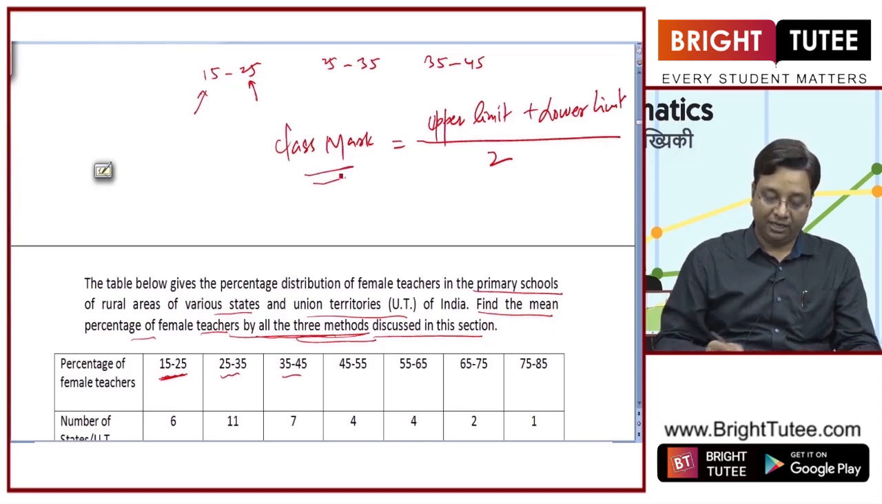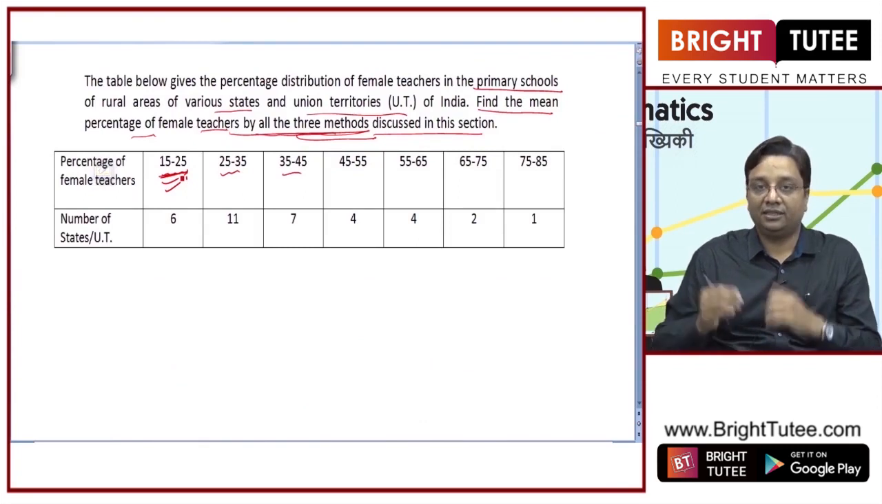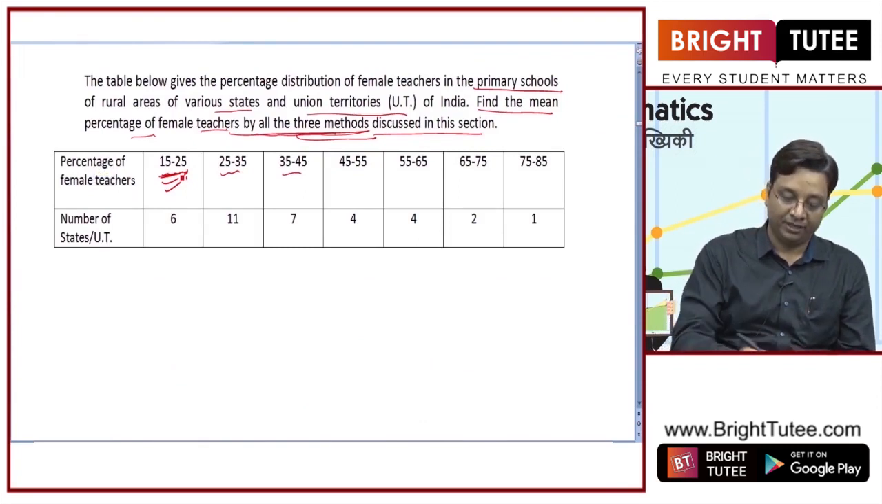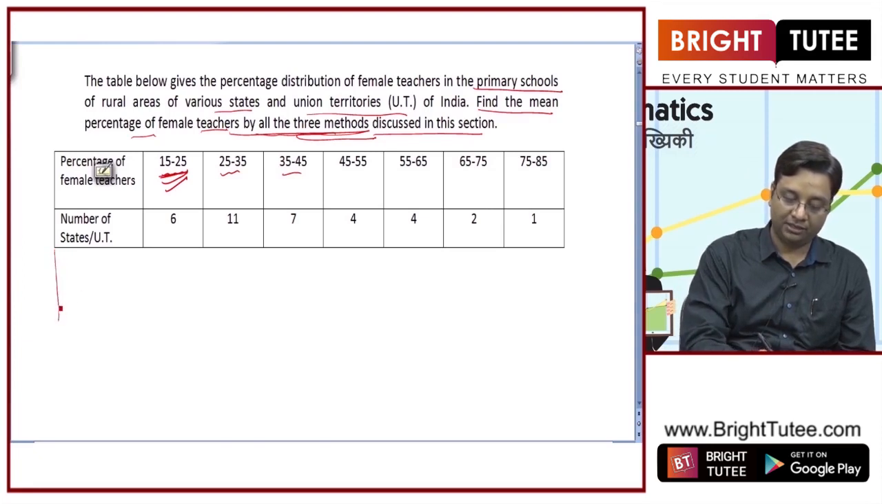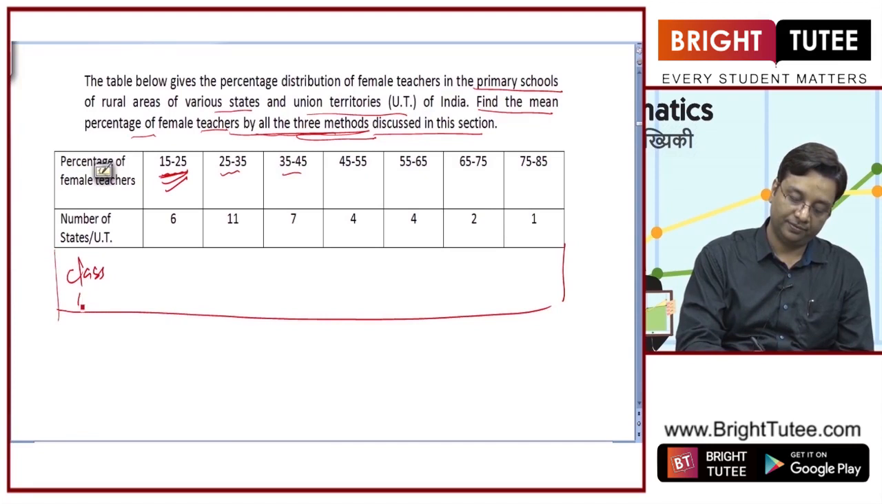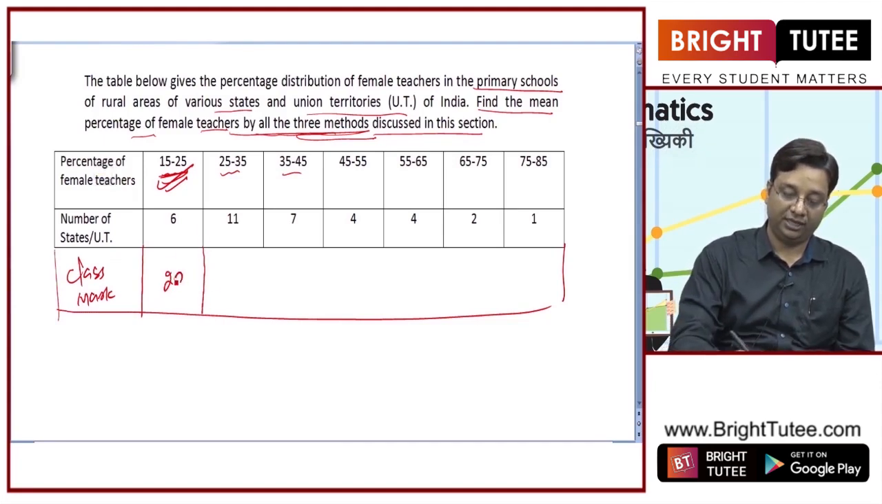Now, to represent the class 15 to 25, we will take this class mark, which is around the center of this data. So if I want to write class marks here, what will be the class mark for this? 15 plus 25, that is 40, by 2, which is 20. So this is the class mark for this class. Why am I writing class mark?